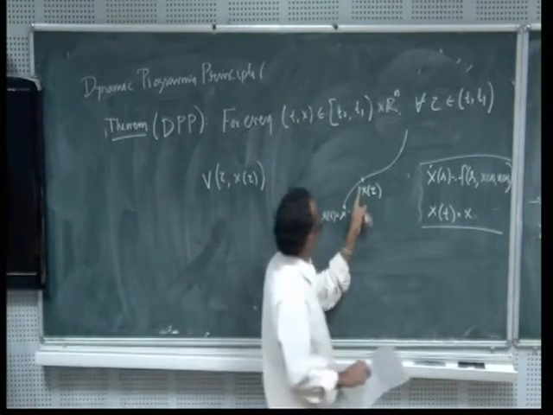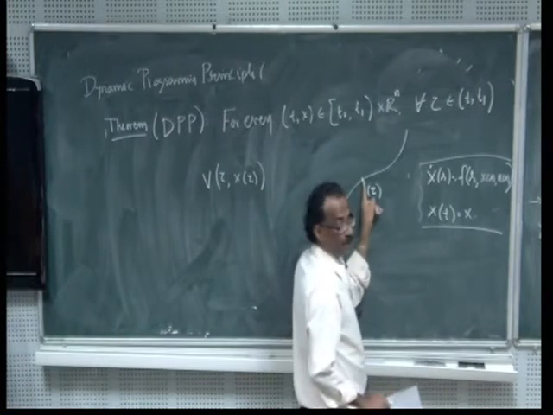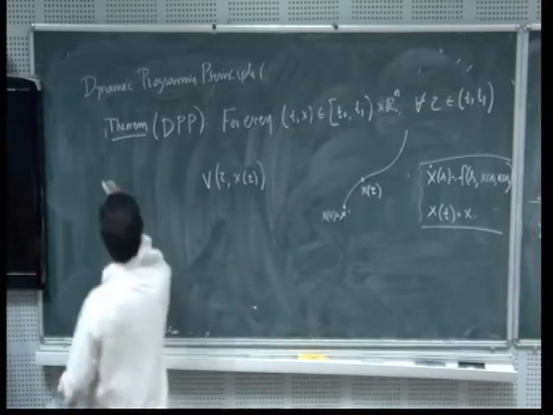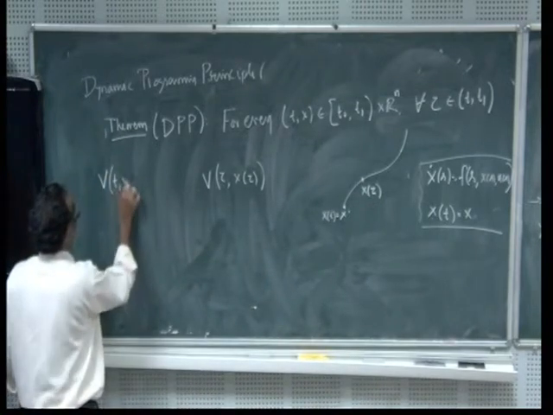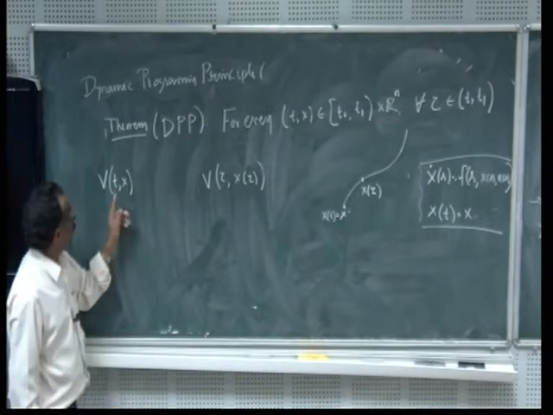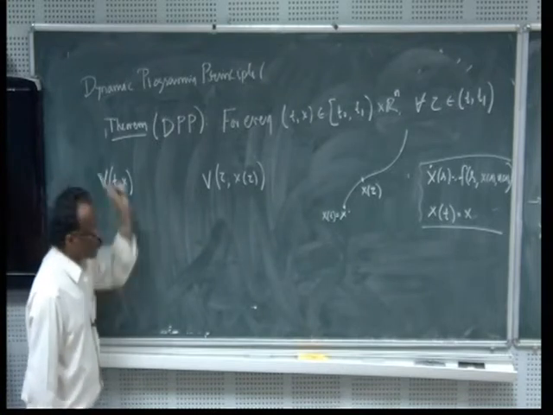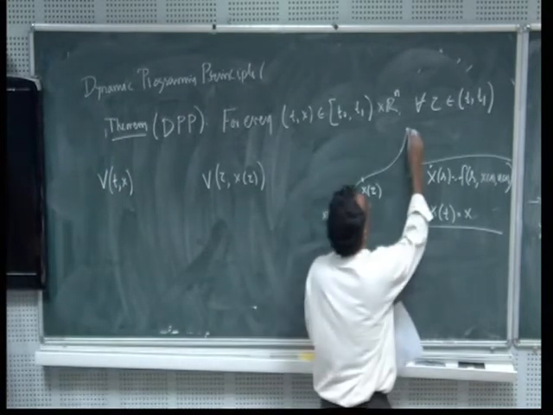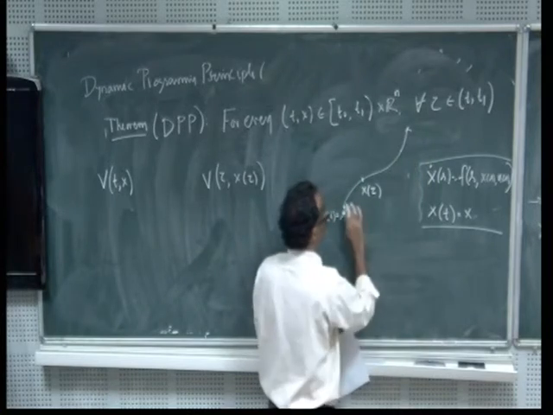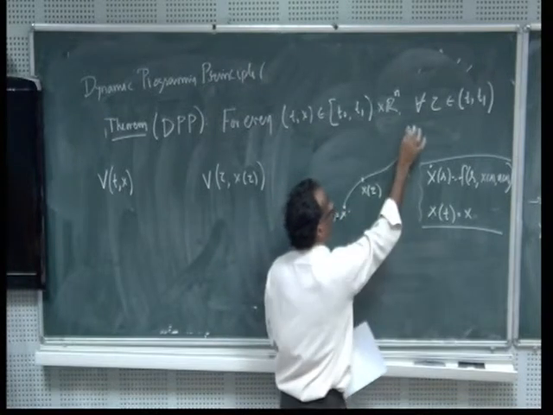So this is my point at tau, x(tau). So I'm looking for the minimum cost required to go from this initial point. And what is my V of t, x? V of t, x is the minimum cost required to go from the point x at time t to t1. Everything is to t1. So this is the minimum cost. So this may be the trajectory here, but this is the minimum cost to go from here to here.